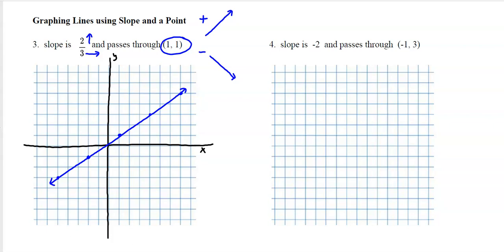Number 4, slope is -2 and passes through -1, 3. So I guess I'll just put my normal axes right here where we normally would.